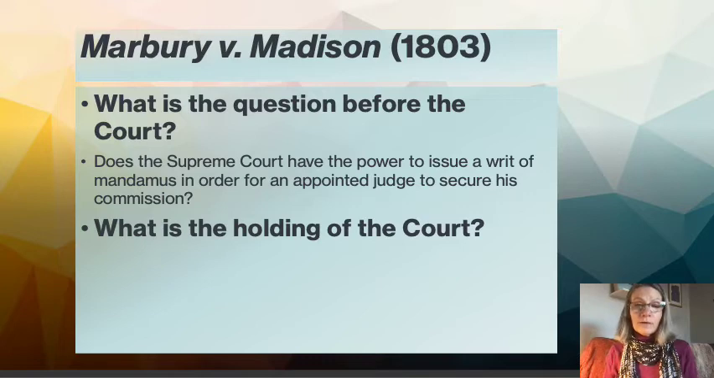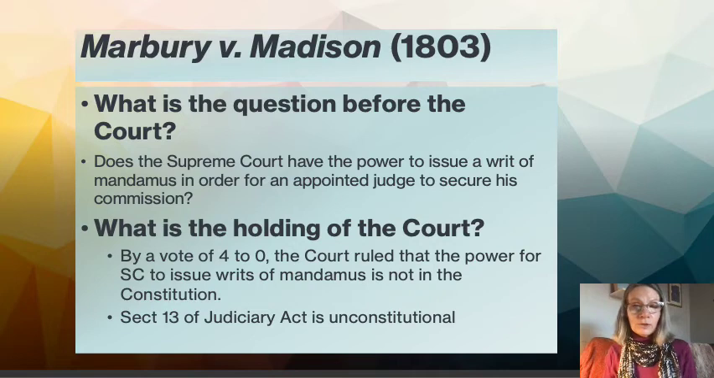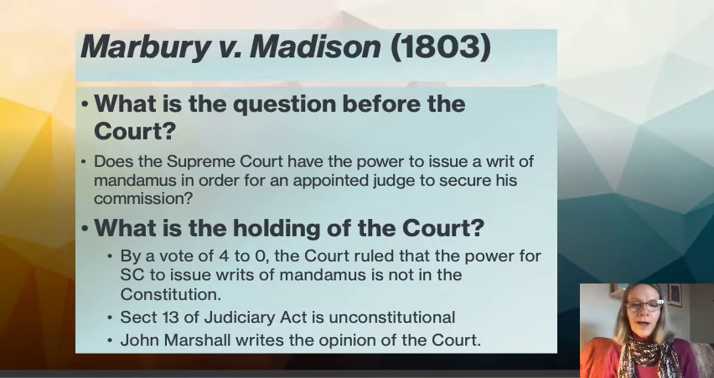And the decision of the court, or what the court rules, is that by a 4-0 vote, the court ruled that the power for the Supreme Court to issue writs of mandamus is not in the Constitution. And that Section 13 of the Judiciary Act that gives the Supreme Court that power, that provision of the Judiciary Act is unconstitutional. It's doing something that is not constitutionally allowed. And John Marshall, the Federalist, new Chief Justice of the Supreme Court, writes the opinion. So let's take a look at this opinion.